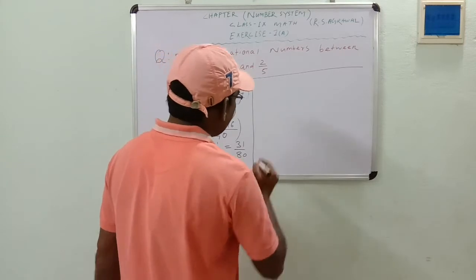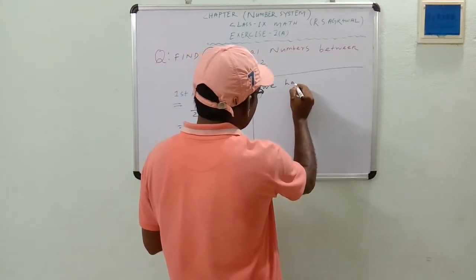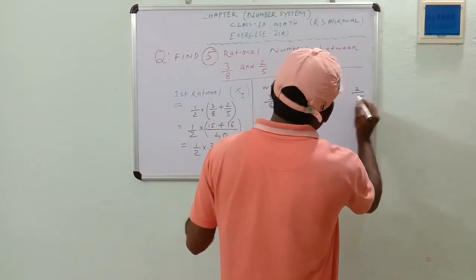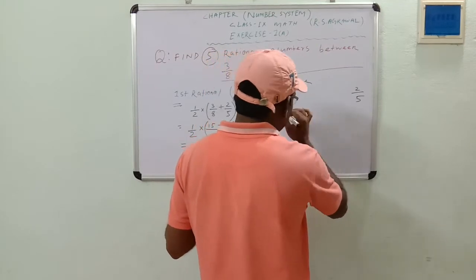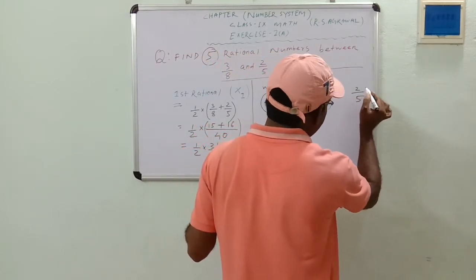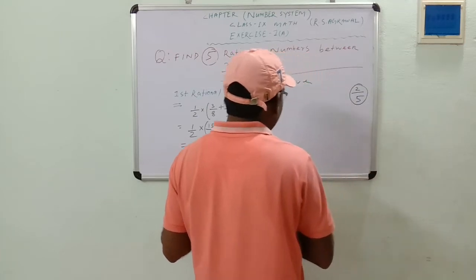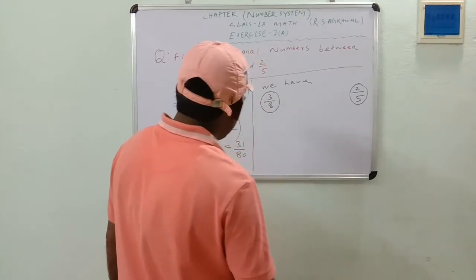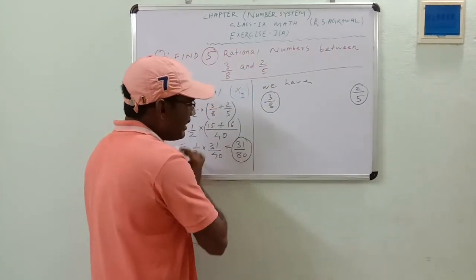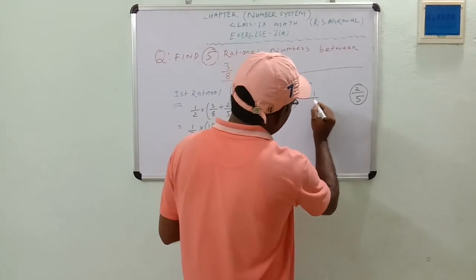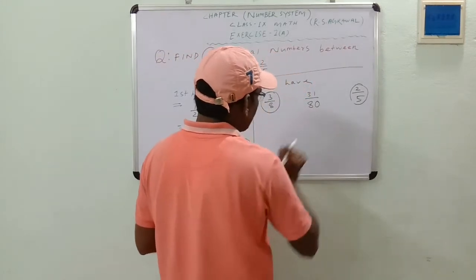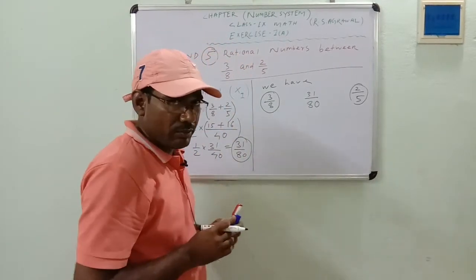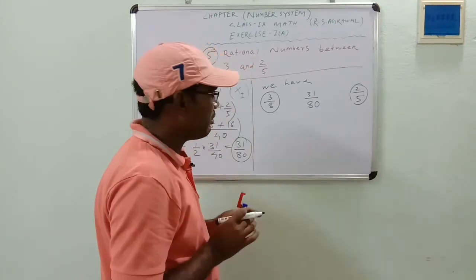So students, now we have 3/8, 2/5. It is the starting rational number or the beginning rational number. It is the last rational number, and between these 2 rational numbers you have found out 31/80. So it is the first rational number between these 2. But in the question, you have to find out 5 rational numbers.